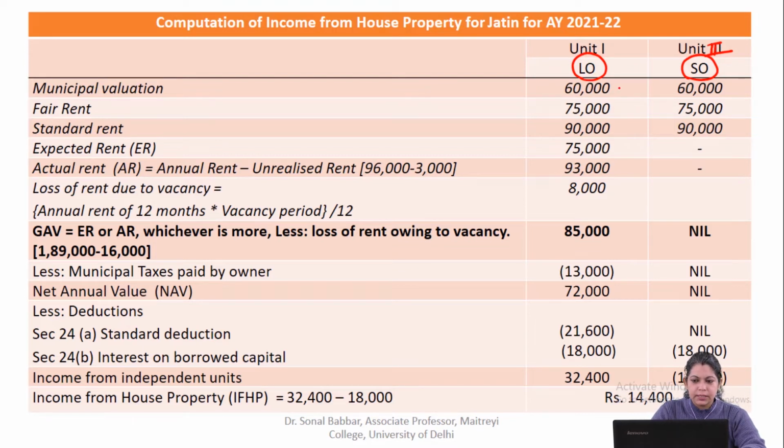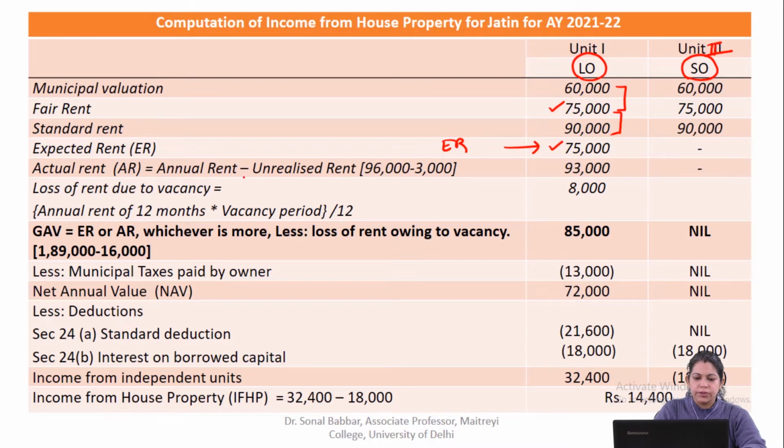Municipal valuation 60,000 or fair rent. So we need to compute the expected rent. For that, we compare MV or FR, we take the higher of the two. Compare this with SR and take the lower of the two. So expected rent is 75,000 rupees.